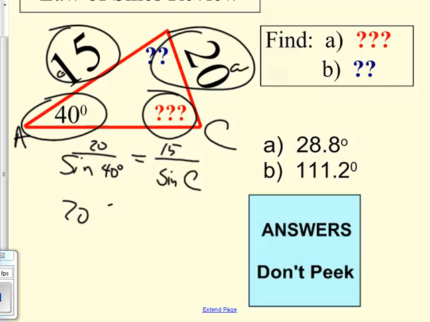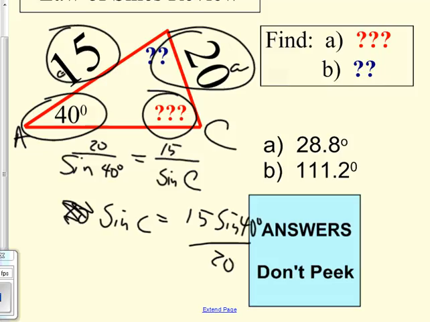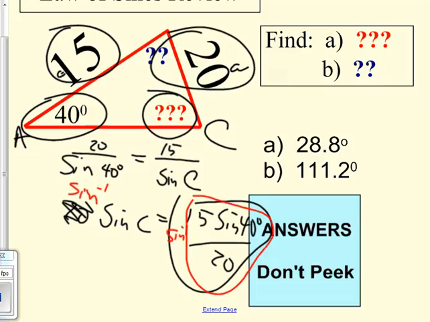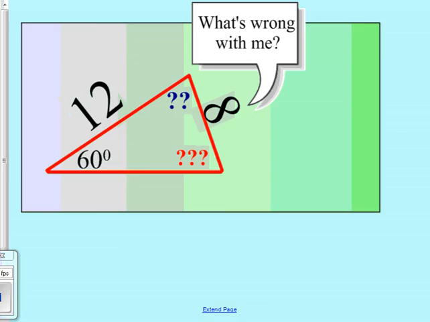And then you would cross multiply and solve. This would be 20 sine C equals 15 sine 40, and then divide by 20 on both sides. And in the end, that's your thing that you're trying to find, but you go inverse sine of both sides to solve it. So we go inverse sine here and inverse sine here. So inverse sine of all that gives you your answer. Okay, let's move on.